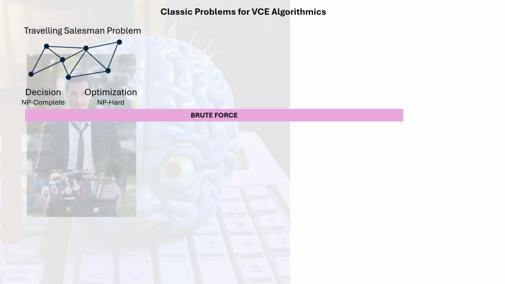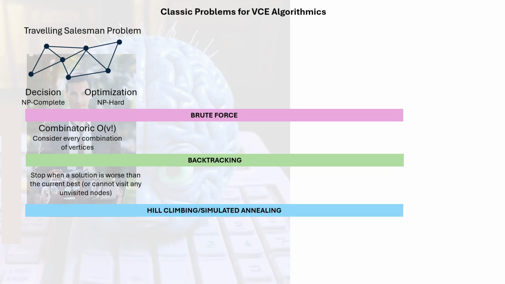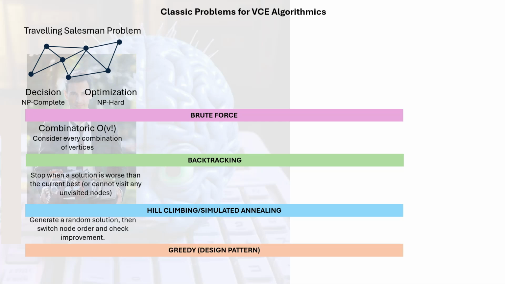They can both be solved by brute force in big O factorial time, since we need to potentially try every combination of vertices. Backtracking allows us to stop when a solution is already higher than the minimum. Hill climbing and simulated annealing work here by generating a random solution and then trying to improve it, more likely to work on a complete graph for the optimization problem. The greedy design pattern tells us to visit the nearest next unvisited vertex. It's quick, but probably suboptimal.